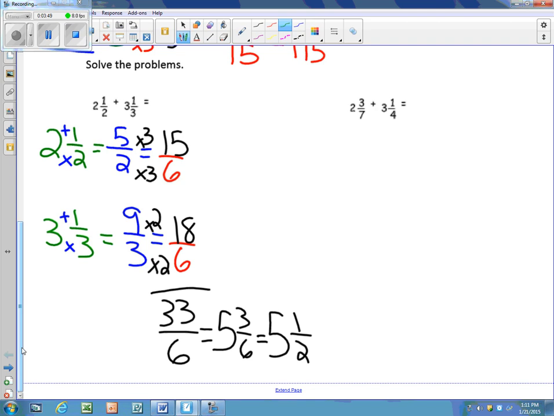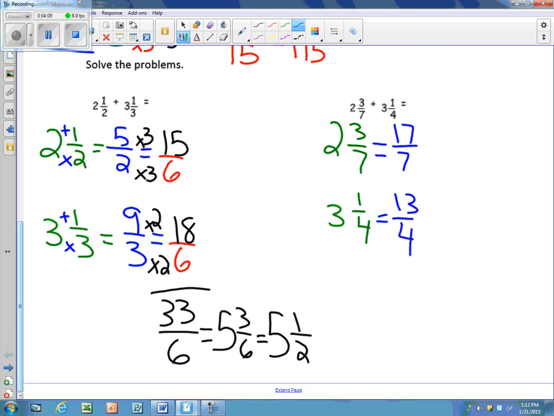Now look at my other question. So I have 2 3/7 and 3 1/4. I'm going to first turn them into improper fractions. 2 times 7 is 14. 14 plus 3 is 17/7. And down here, 4 times 3 is 12. 12 plus 1 is 13/4.